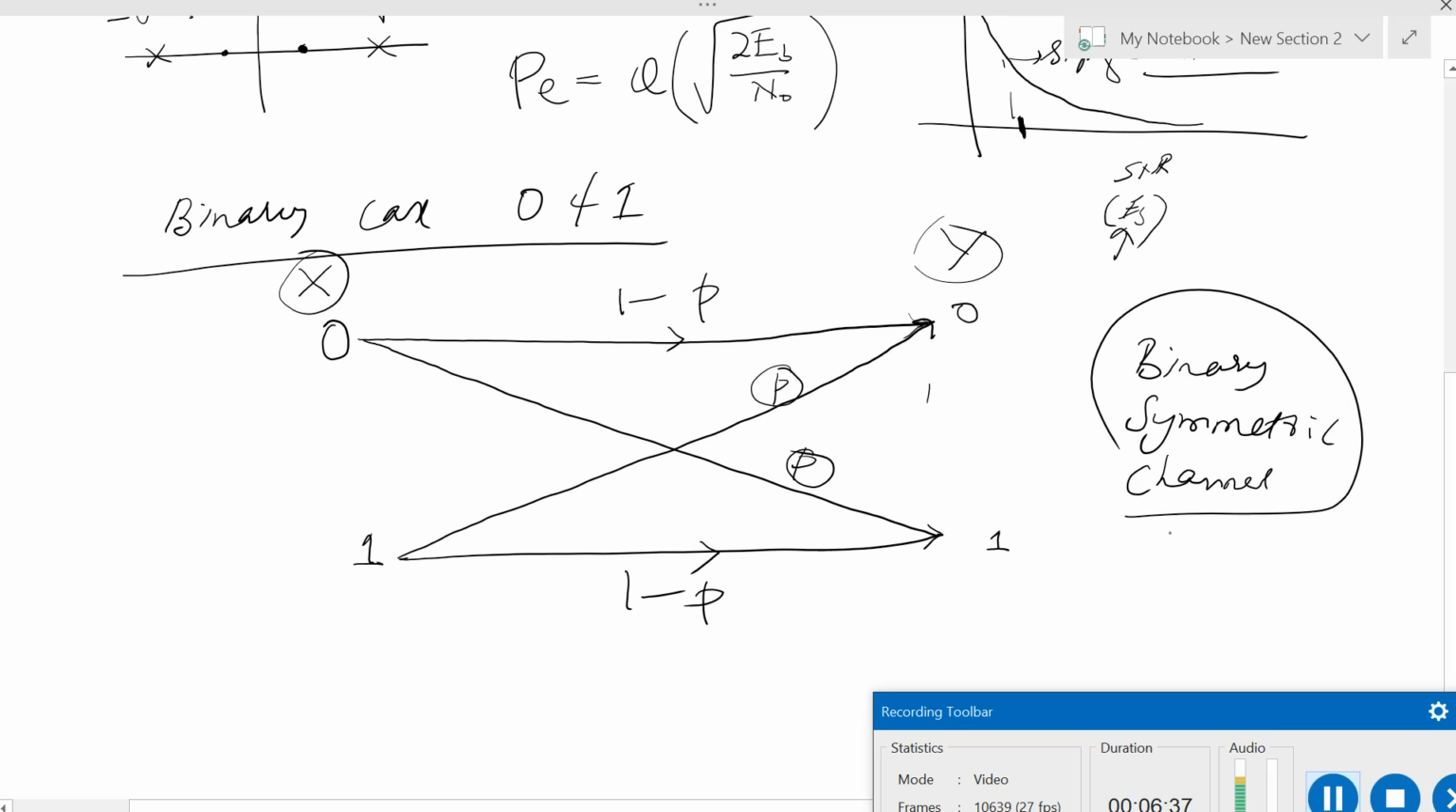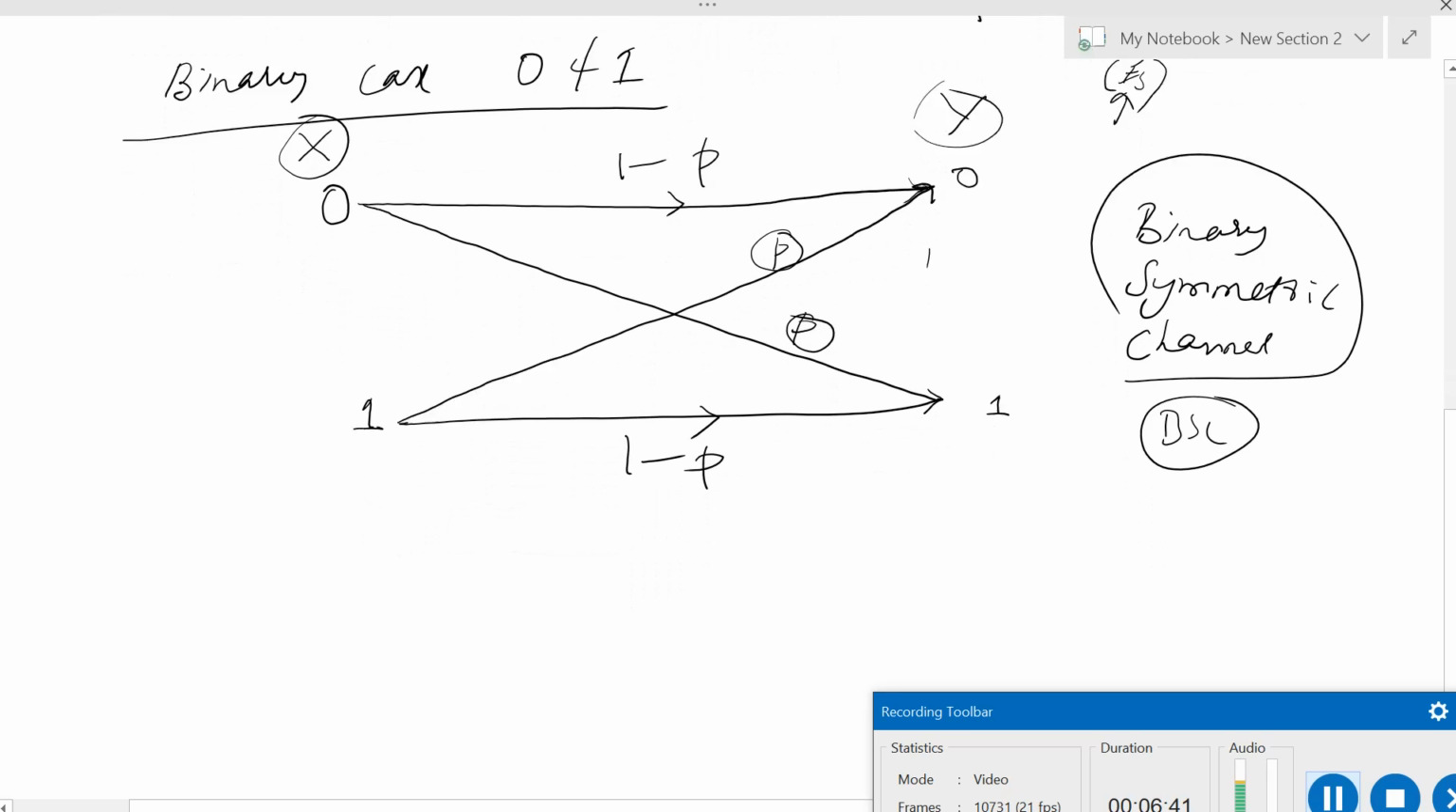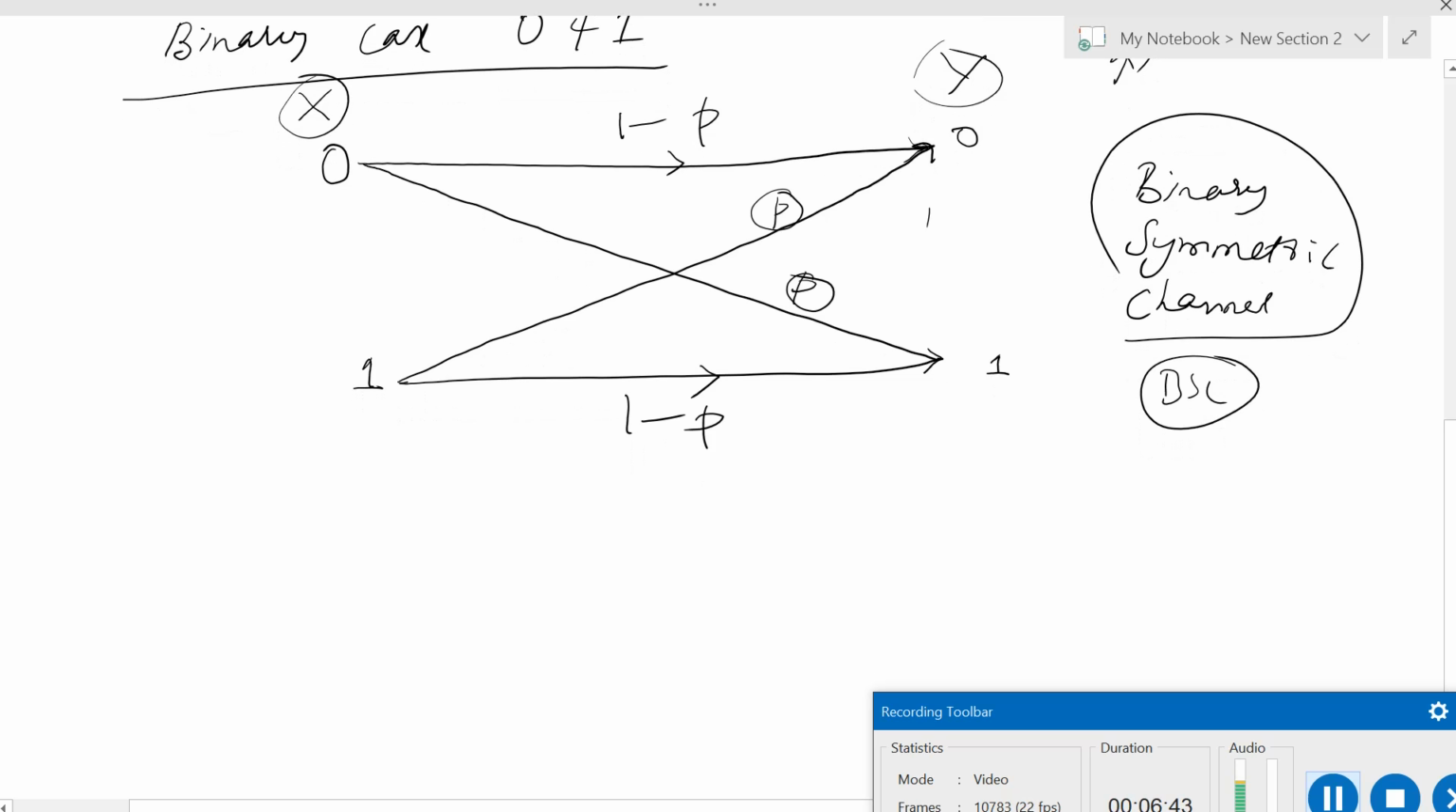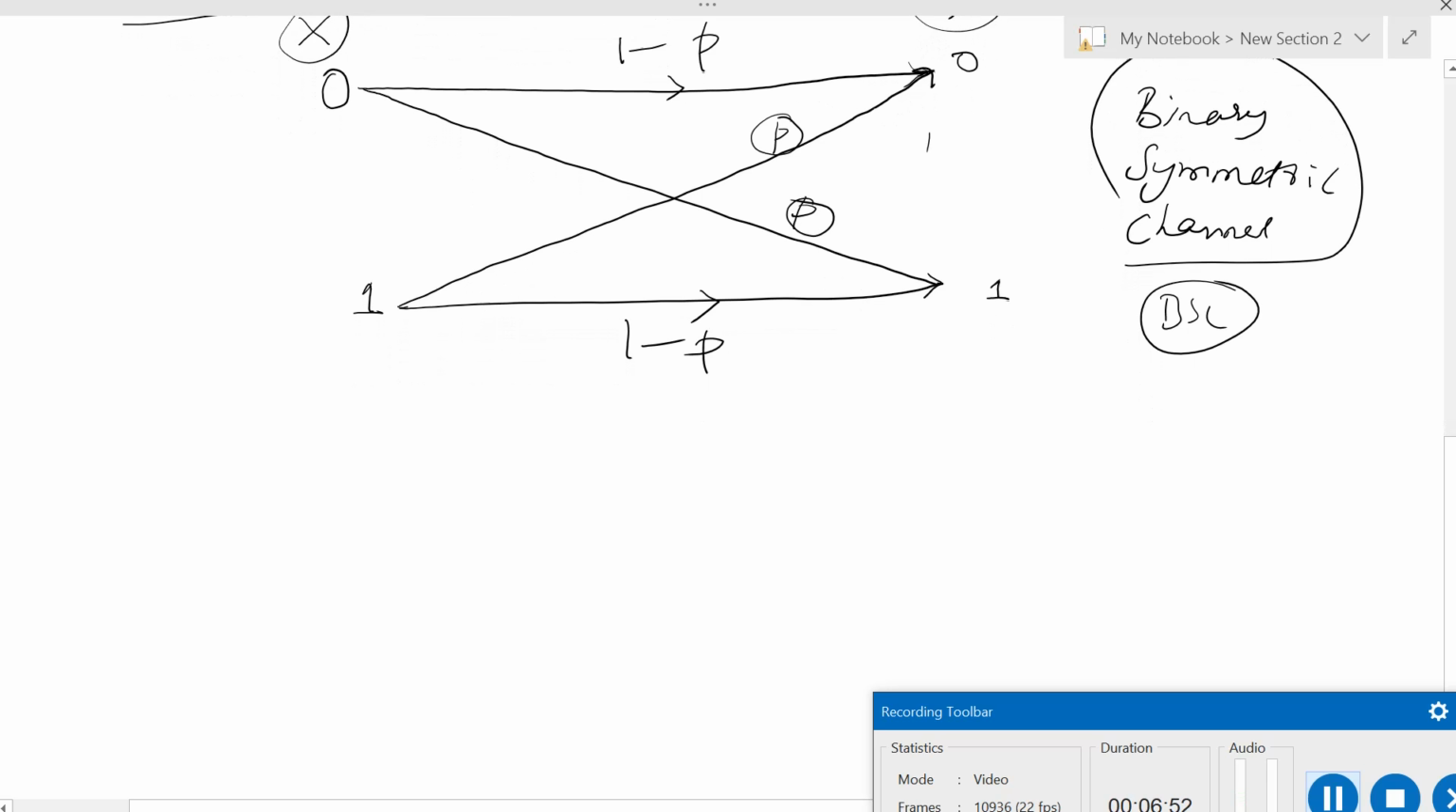This is the best model. BSC is the best model. In fact, you can even compute its capacity easily. I have shown you all the bits and pieces to compute that. Now, but we are worried about another thing. How can we reduce the error?